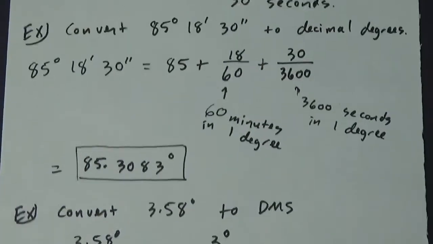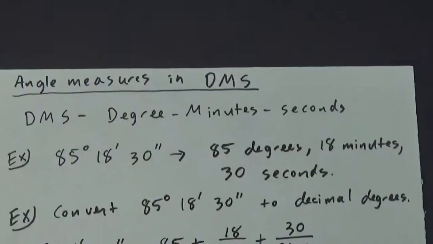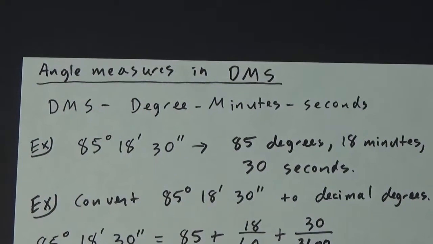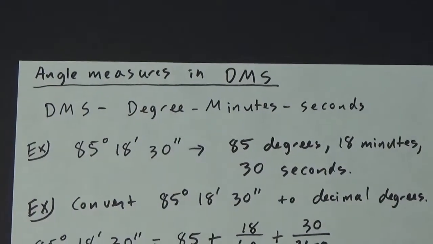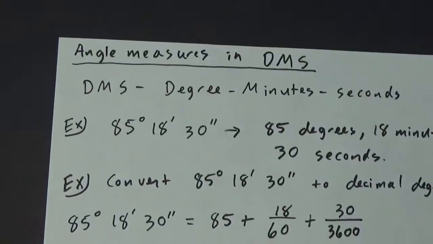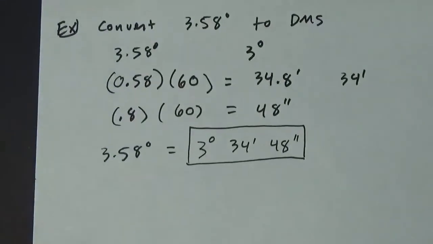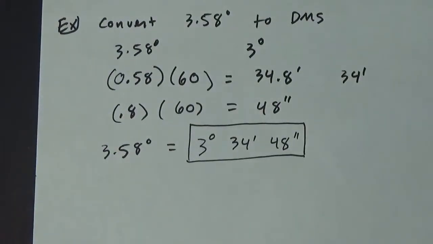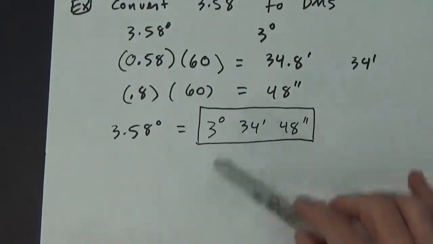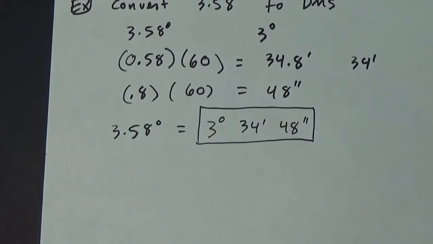All right, so this whole thing about degrees, minutes, seconds takes a little while to get used to. We don't do too many problems with it. The problems we do have with it are mostly going to be navigation of a plane or a boat going a certain distance. But anyways, this is how you convert from DMS to decimal and from decimal to DMS.